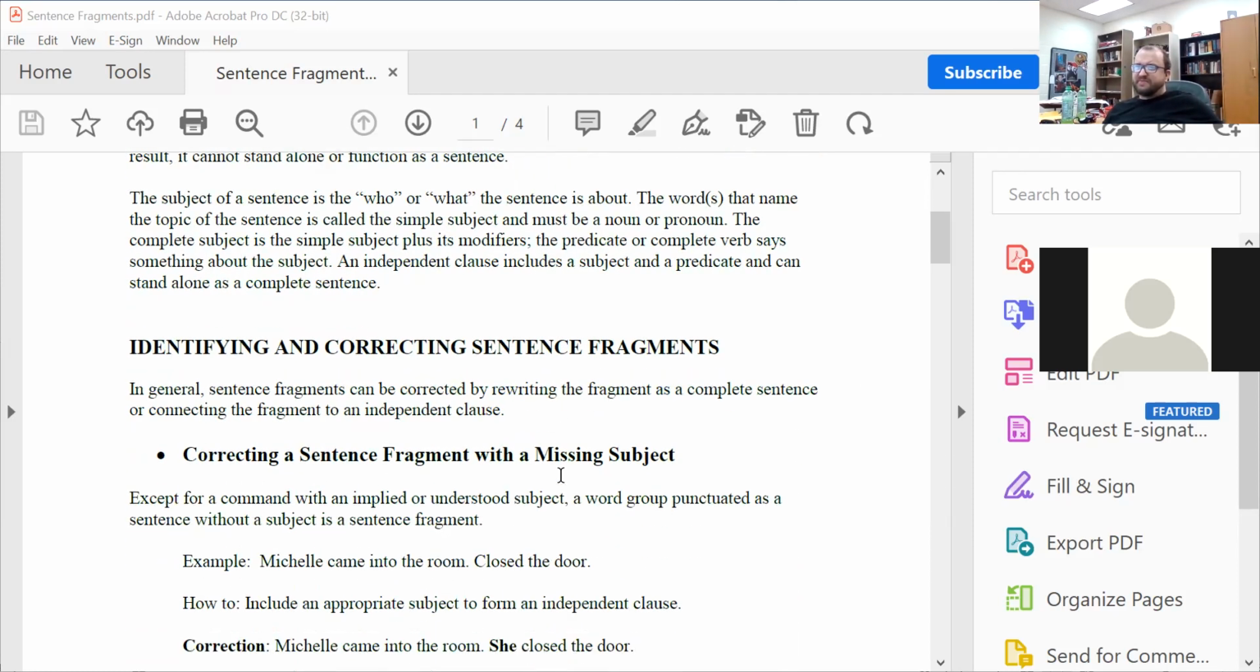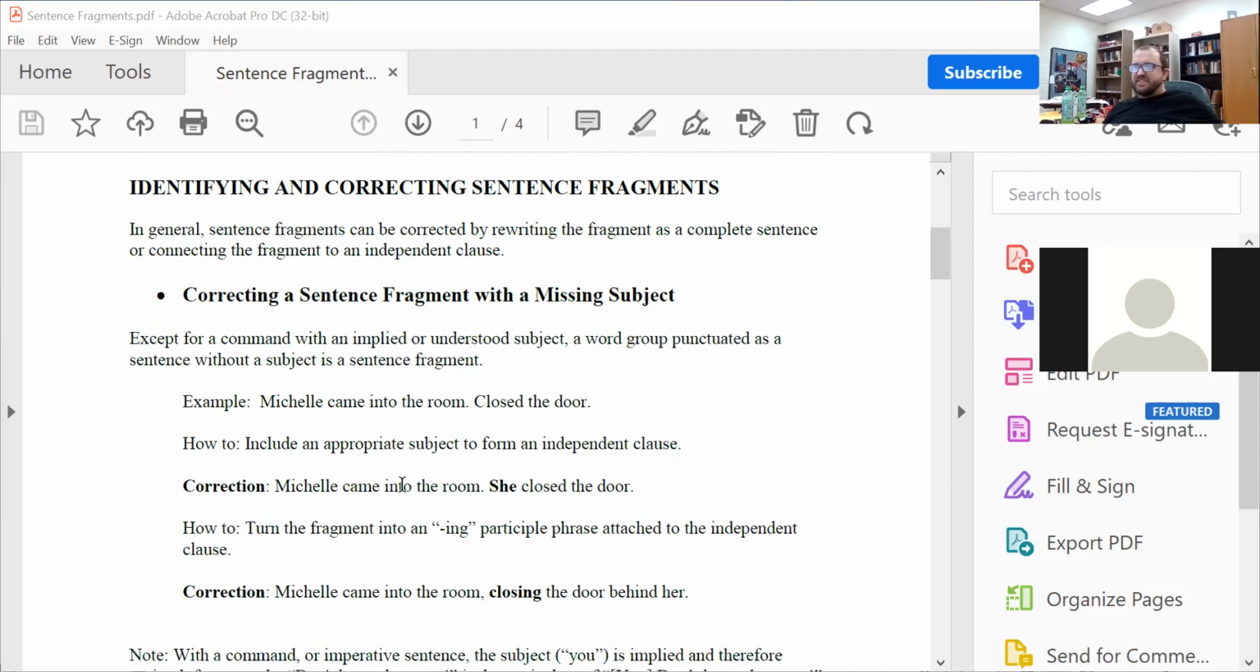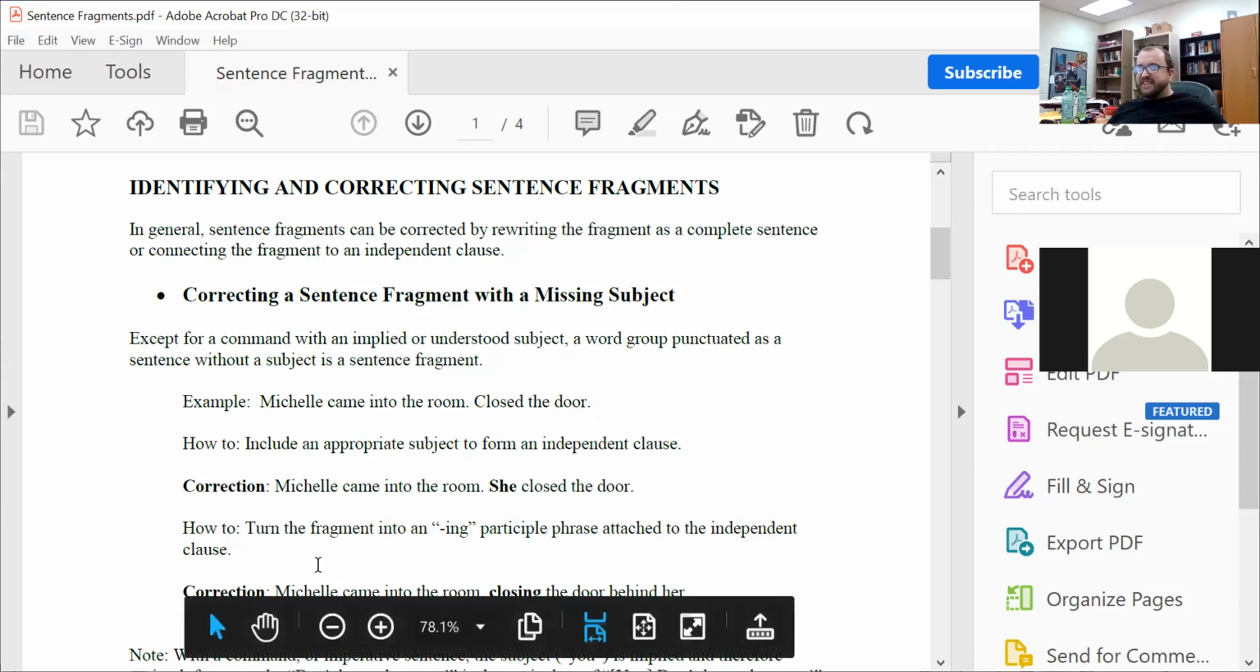So what does a sentence fragment look like? You see on this handout an example. Michelle came into the room, closed the door, period. Close the door is a sentence fragment. It's not a complete sentence. You could say she closed the door or Michelle closed the door, but if you just said close the door, period, that's not a complete sentence. Okay.